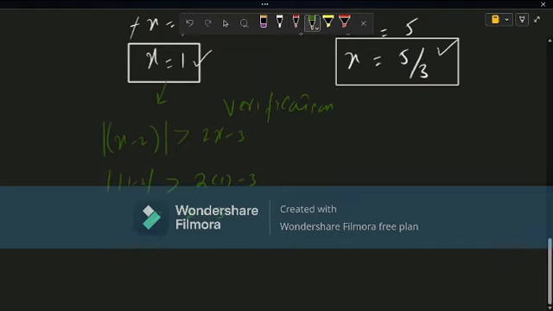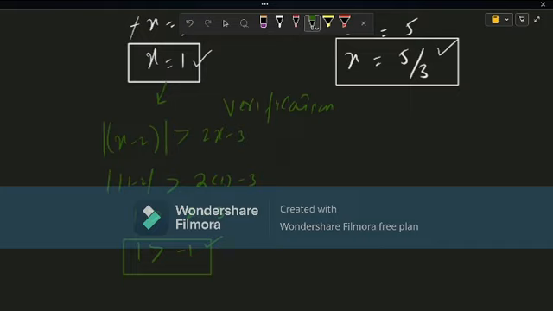1 minus 2, that is minus 1, mod is 1, and 1 is greater than minus 1. Yeah, so 1 is greater than minus 1. This holds. Definitely that holds. It means that it is possible, it's choosable.